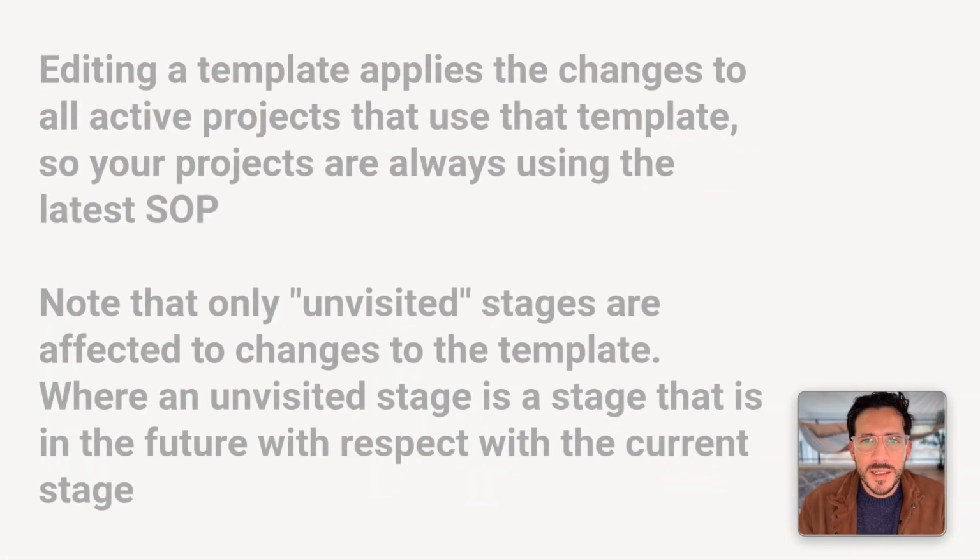All right, so that's that for the demo. As you can see, project workflow templates are super easy to create. Motion automatically schedules your tasks and gives you an ETA, which is the most accurate prediction in the industry. So let's talk about a few things that are unique to Motion's project templates that you won't find anywhere else. First, editing a template applies the changes to all active projects that use that template. So your projects are always using the latest standard operating procedure.